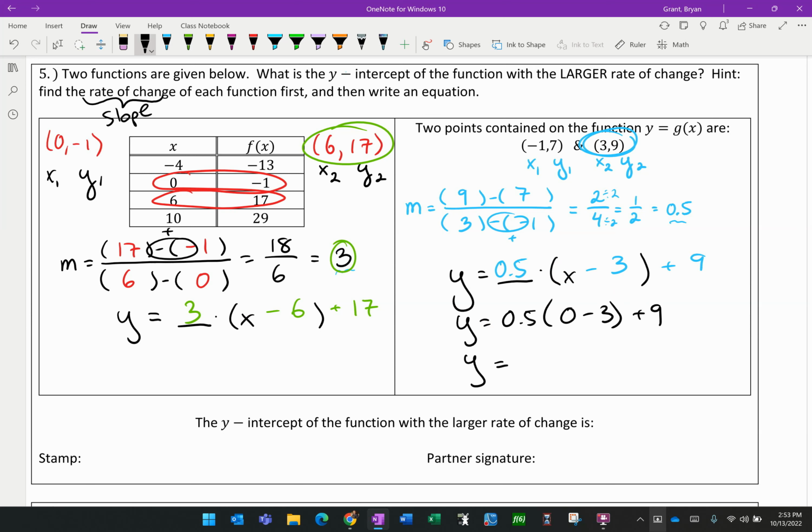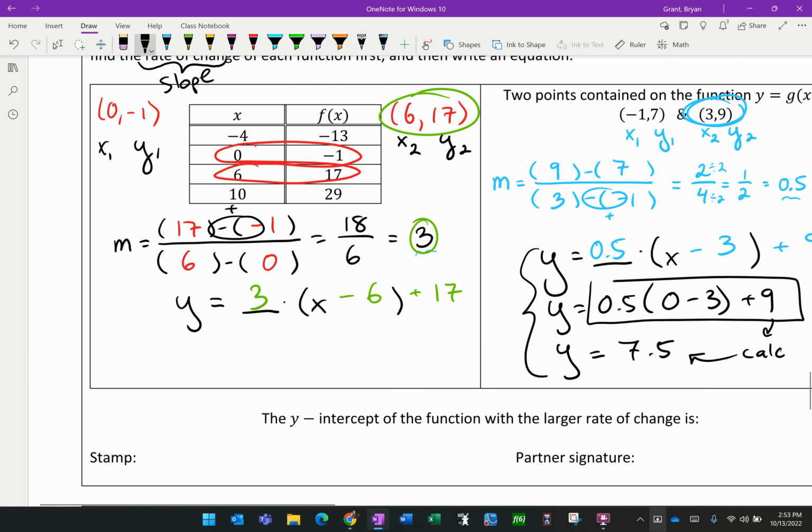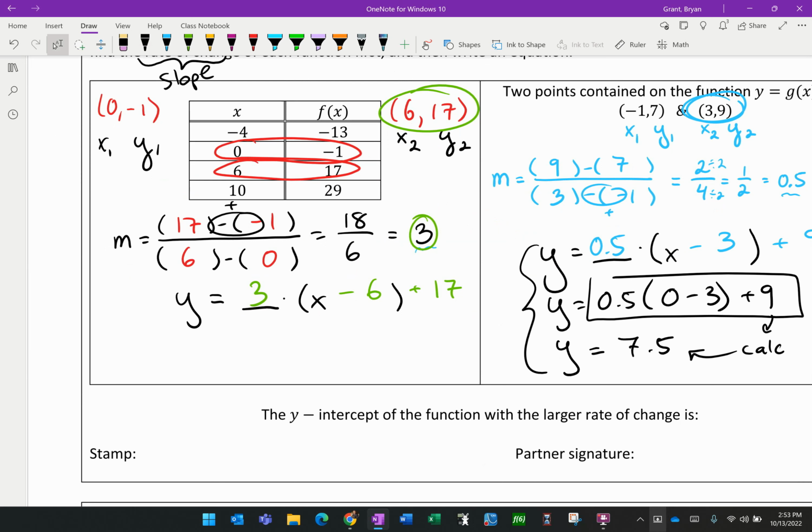Okay? Mathematically, we would end up getting something like 7.5. You can actually put all of this into your calculator if you want. But we don't actually care about this side. We want the y-intercept of the function with the larger slope. This didn't have the larger slope, so this part is kind of all unnecessary. Over here, we could do the same thing, but I wanted to give you a couple options just to help you be a little efficient here.